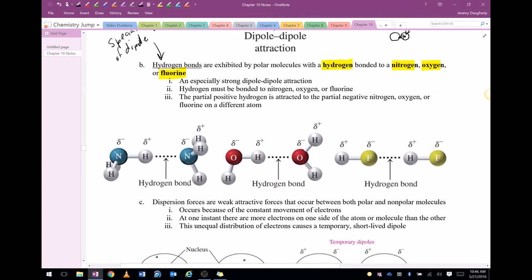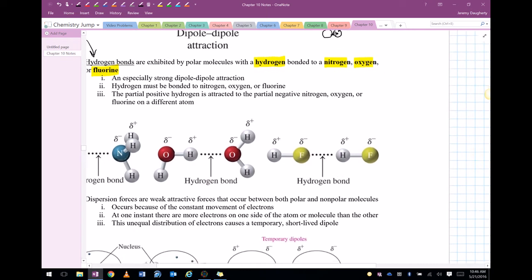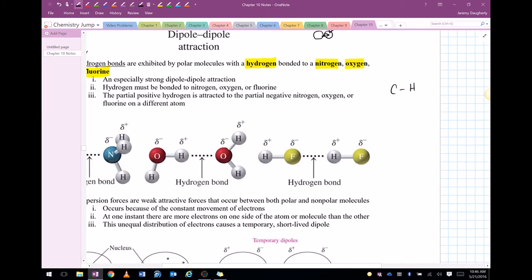Now, important, the actual hydrogen bond is between two different molecules. So here's a hydrogen, and that hydrogen is bonded to the nitrogen. That means this molecule has the opportunity to exhibit hydrogen bonding. But the hydrogen bond is actually between the hydrogen and a different particle's nitrogen. Now let me show you something real quick. Here's methane, CH4. Methane cannot exhibit hydrogen bonding. Why? Because the hydrogen is not bonded to a nitrogen, oxygen, or fluorine. It's actually bonded to a carbon.